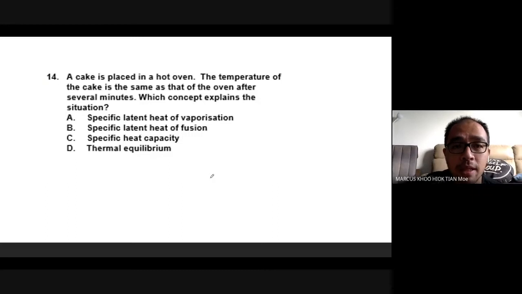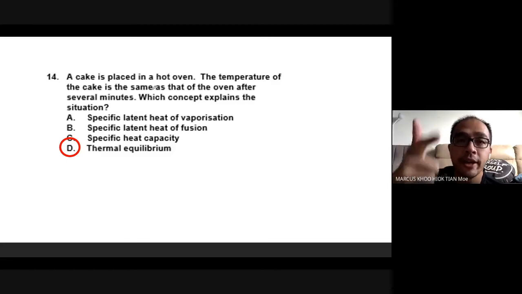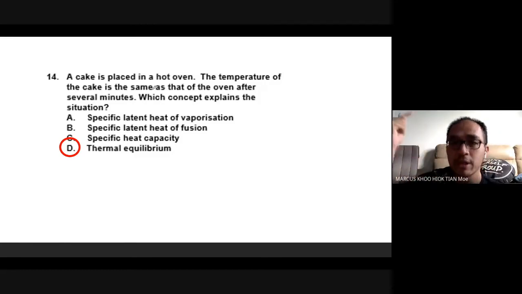A cake is placed in a hot oven. The temperature of the cake is the same as that of the oven after several minutes. Okay, after 13 questions, you kind of know that this is thermal equilibrium. Remember that the key word is the temperature is the same. Net rate of heat flow is 0. These are two very important words that when you hear these words, thermal equilibrium.